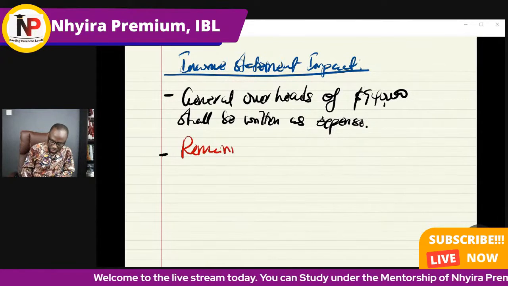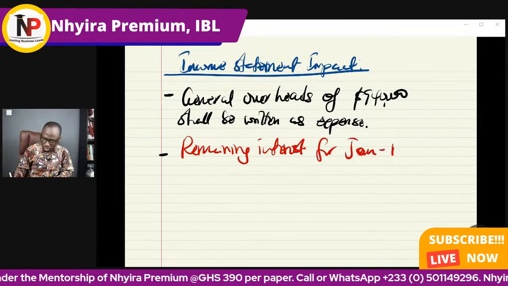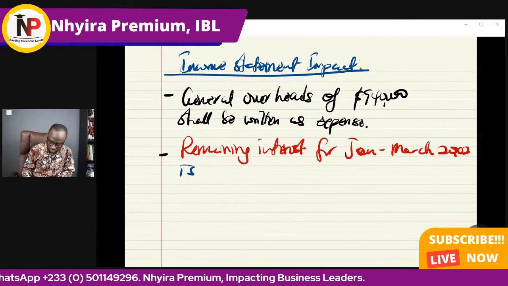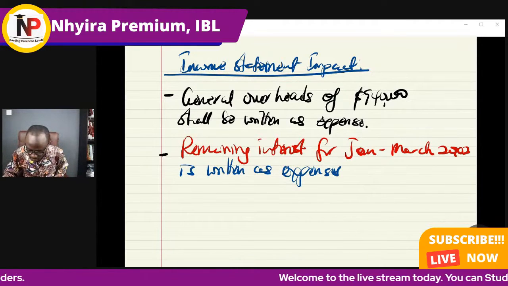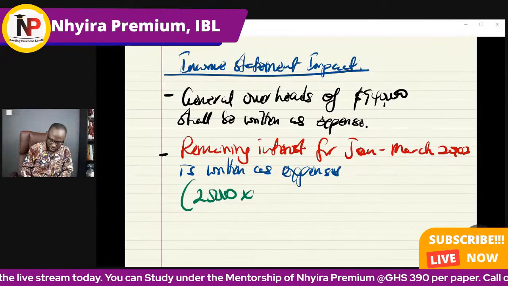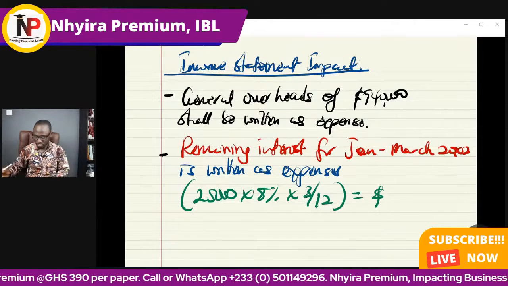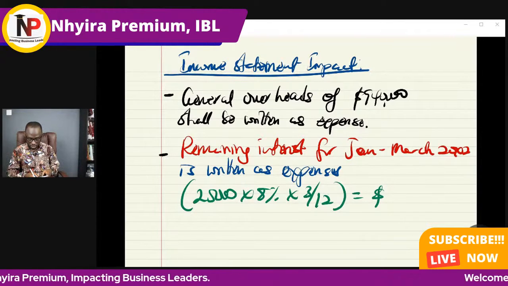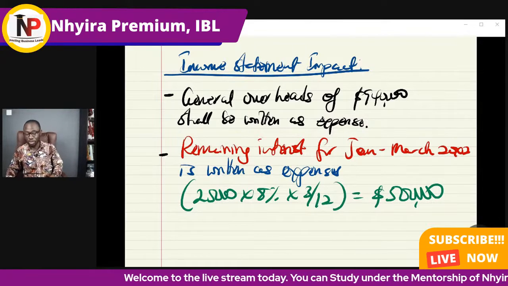So the remaining interest, which is for January to March 20x2, is capitalized. Sorry, it's written off as expenses. Now, how much will that be? Let's calculate that. That's going to be 25,000, 8%, 3/12. Let's see what we got. So 3/12 by 25,000 by 0.08. I'm getting $500,000. So this will be written off in the profit or loss account.